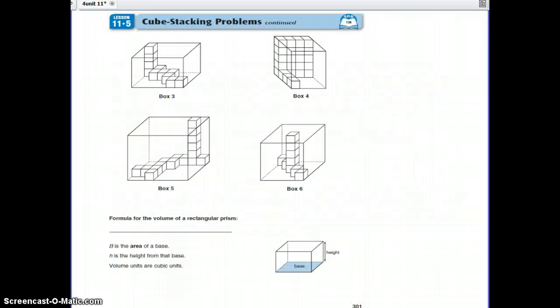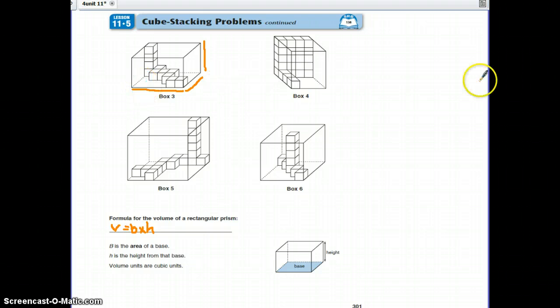So again, let's take a look at the formula for the volume of a rectangular prism. Well, the formula, how would we write it, is volume equals the base times the height. But you're actually multiplying how many boxes go across the front, how deep they are, and then how high they go.